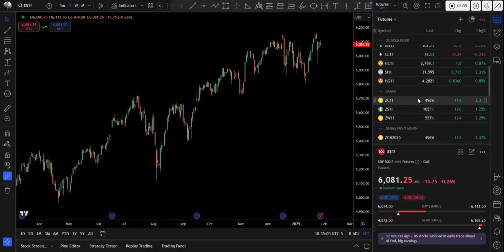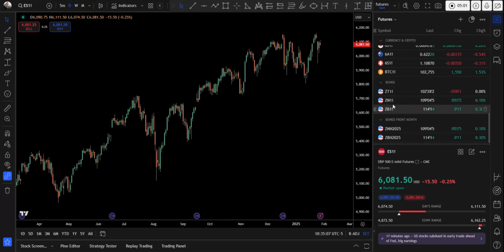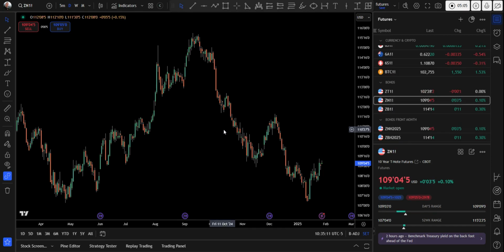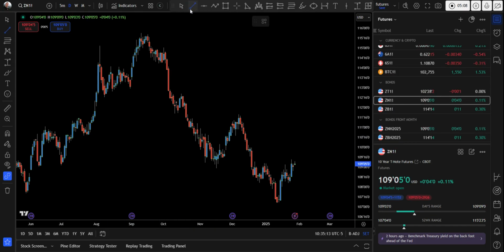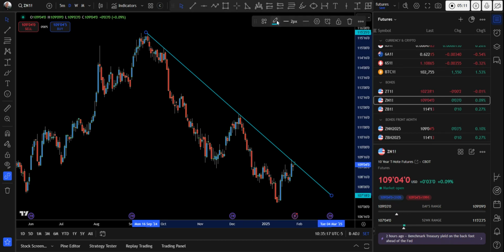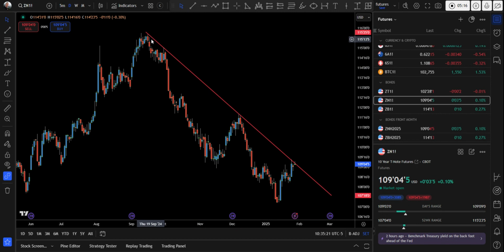So let's look at the downtrend now. Let's go to the bond market. Yeah, this is the bond market. Okay, I'm just going to draw a quick line to show you the same strategy. In a downtrending market, you want to be a seller.